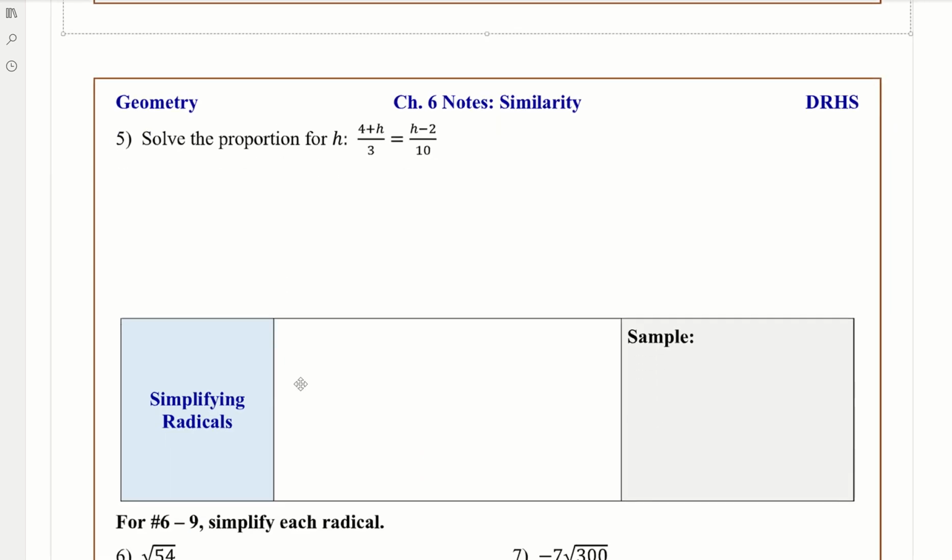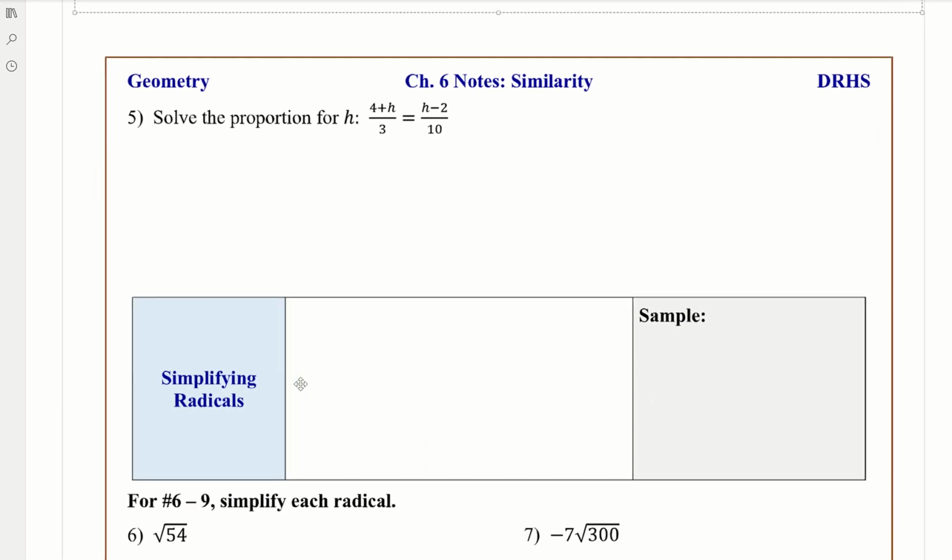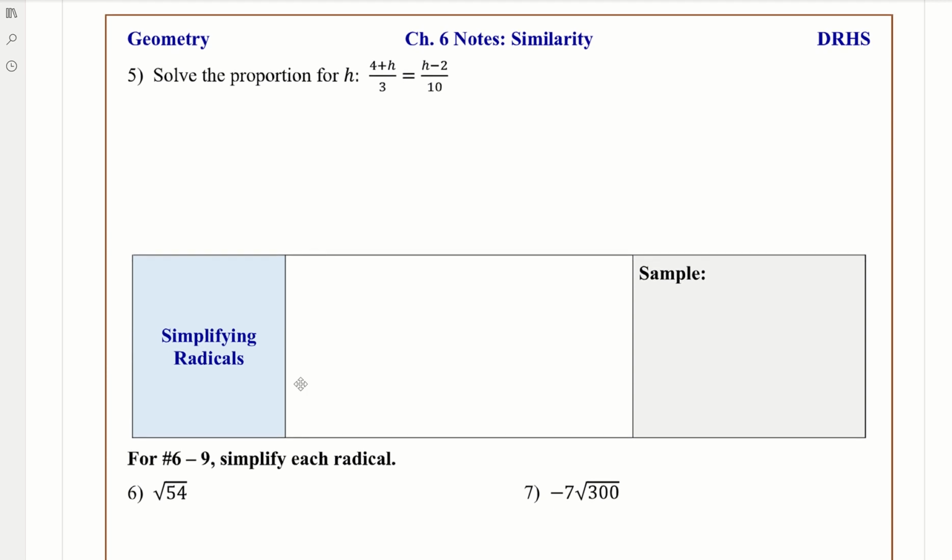So let's go ahead and look at solving this proportion. I'm going to have you guys do this one on your own as well, and then come back to it. In this one, it's the same process. You're going to cross multiply, but just be careful because you're going to have to distribute twice.